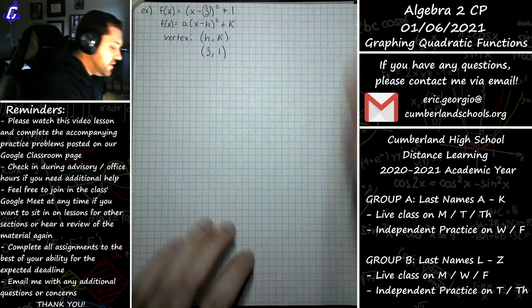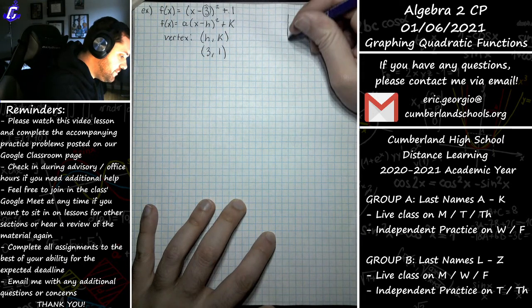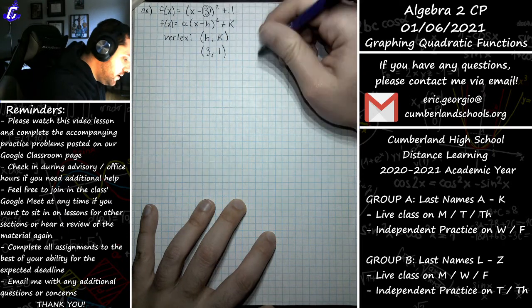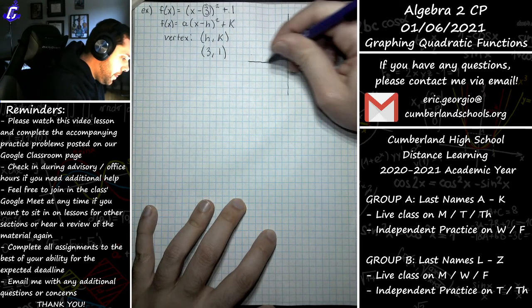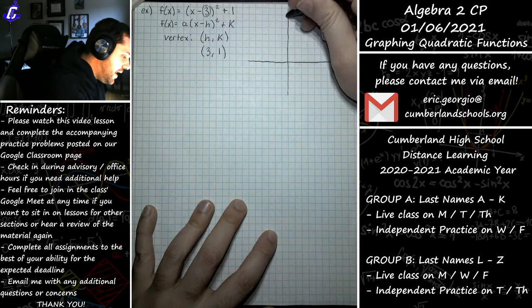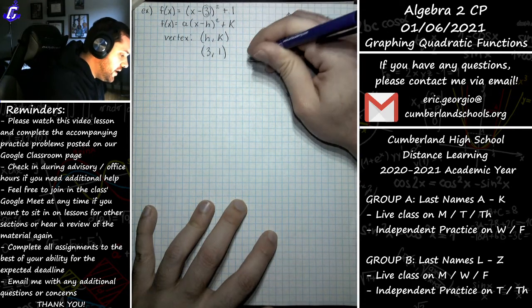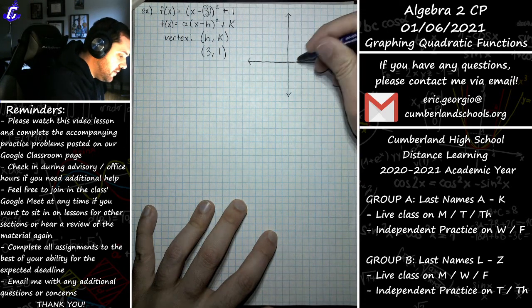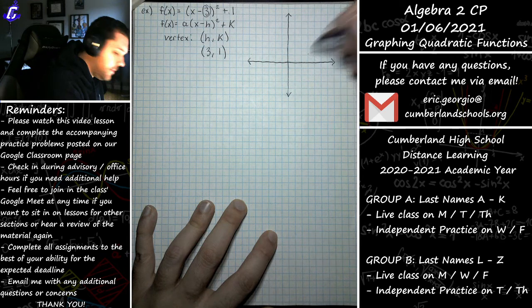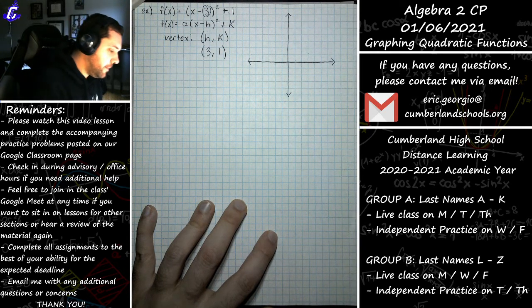So what I would do on my coordinate plane here is, I'll show you, I would go ahead and start at the point 3 comma 1. 3 comma 1 is, let's see, 1, 2, 3 comma 1. It's right here. Let me use a different color so it's nice and clear.